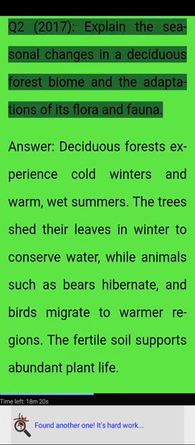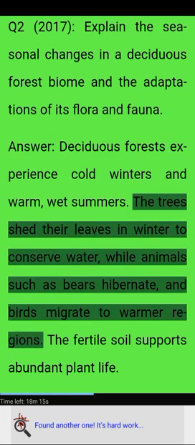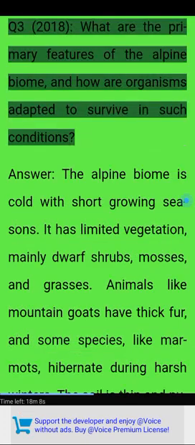Q2 2017. Explain the seasonal changes in the deciduous forest biome and the adaptations of its flora and fauna. Answer. Deciduous forests experience cold winters and warm, wet summers. The trees shed their leaves in winter to conserve water, while animals such as bears hibernate and birds migrate to warmer regions. The fertile soil supports abundant plant life.